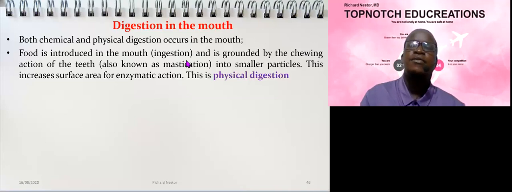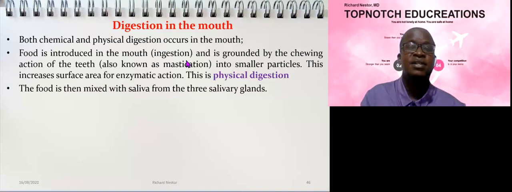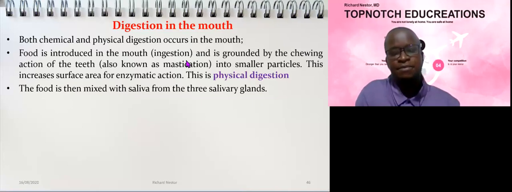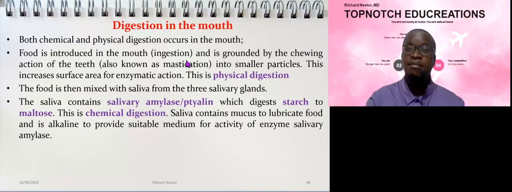Then, of course, at the same time, the food will be mixed with saliva, and this saliva comes from three main salivary glands, the parotid gland, the sublingual gland, and the submandibular gland. These are the three main glands which produce saliva. Now, the saliva usually contains a number of substances which are essential for us to know. One, it contains salivary amylase, which is an enzyme. It is also referred to as ptyalin.